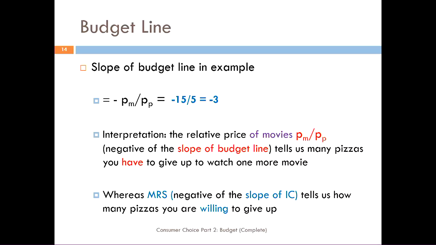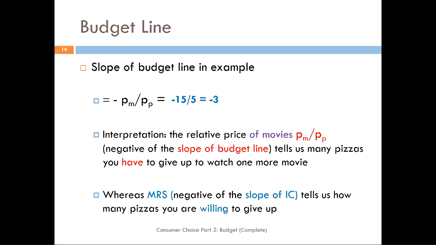So if your market rate of substitution is greater than the relative price of the good, then you want to consume more of the good. You're willing to give up more than the market says you have to, so do it. Consume more of the good. If your market rate of substitution is less, you're only willing to give up two pizzas to get one more movie. You go to the market and it says you have to give up 3 pizzas. You say, forget that, I'd rather eat pizza. In that case, you consume fewer movies.